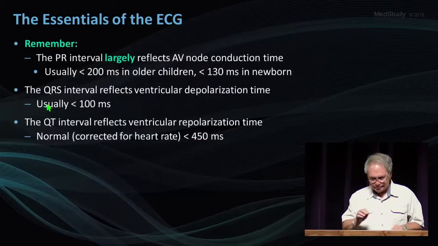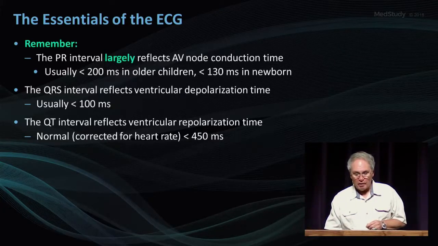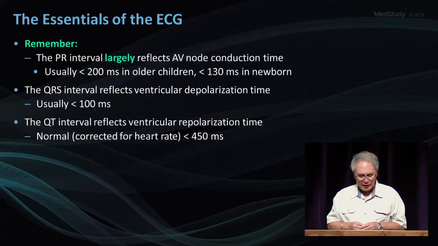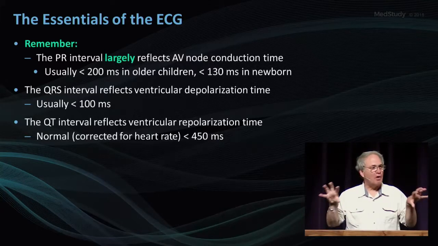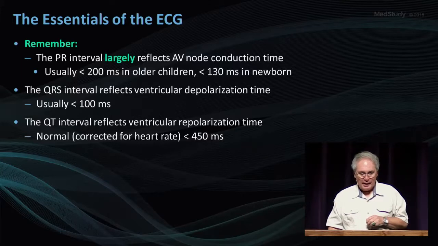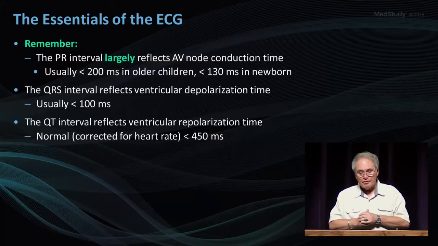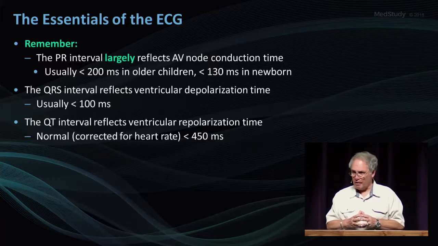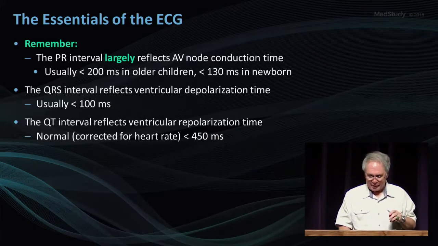No big deal. The PR interval, the interval between the beginning of the P wave and the QRS complex, largely reflects AV nodal conduction. That's the delay between the atrium and the ventricle, the impulse traversing through the AV node. The QRS interval represents the time it takes to depolarize all of the ventricular mass. And the QT interval, measured from the beginning of the QRS to the end of the T wave, represents ventricular repolarization time and should be less than 0.45 seconds or 450 milliseconds when we correct it for heart rate, and I'll show you how to do that momentarily.